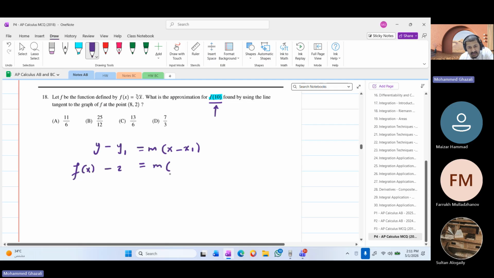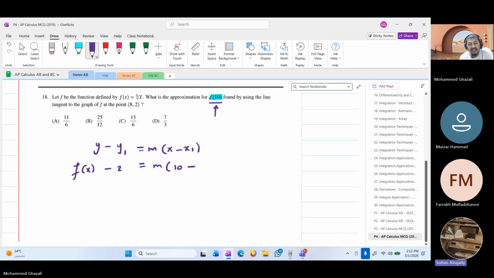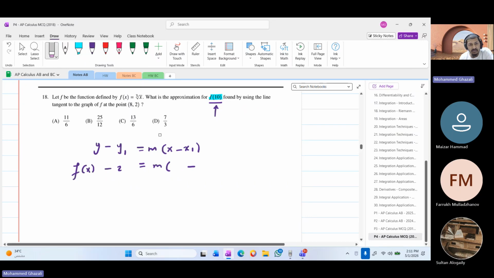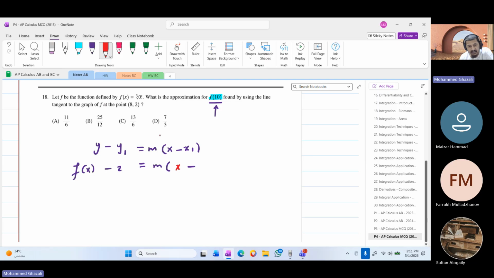x is already 10, and x1 is 8, because the coordinate given was 8, 2. That's x1, y1, and y1 is 2. Now you're evaluating f of 10. So f of 10 is approximately equal to 2 plus m times x minus 8. The only thing that we need to evaluate is the m value.